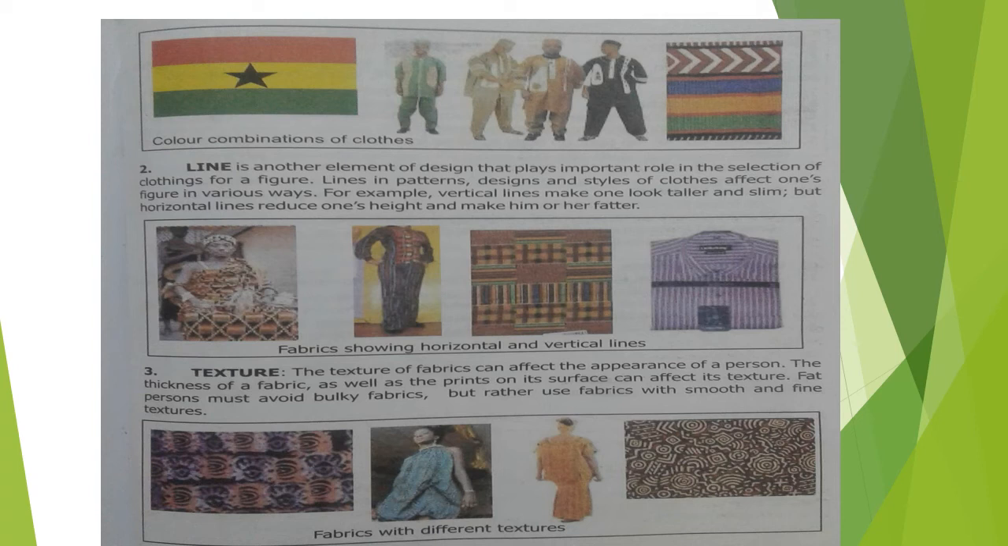Now let us look at how lines are used in clothing. Line is another element of design that plays an important role in the selection of clothing for a figure. Lines in patterns, designs, and styles of clothes affect one's figure in various ways. For example, vertical lines make one look taller and slim, but horizontal lines reduce one's height and make him or her fatter. See lines in the dresses that have been used.